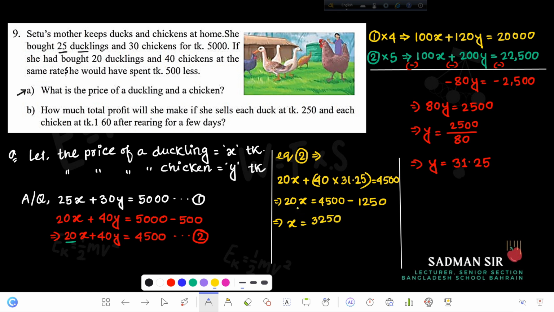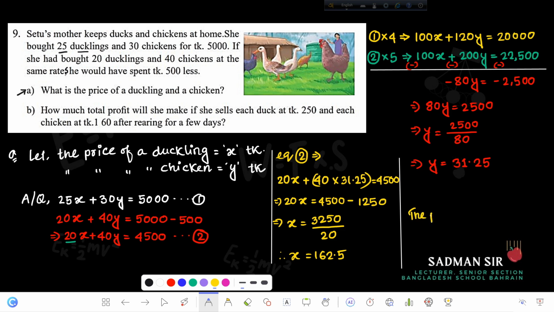3250, and this 20, it was multiplied here. If I shift it to the right hand side, it will become divided. After doing the division, we have the price of a duckling as 162.5. Then you will write the final answer that the price of a duckling is 162.5 taka. Okay. So final answer I will be writing here.